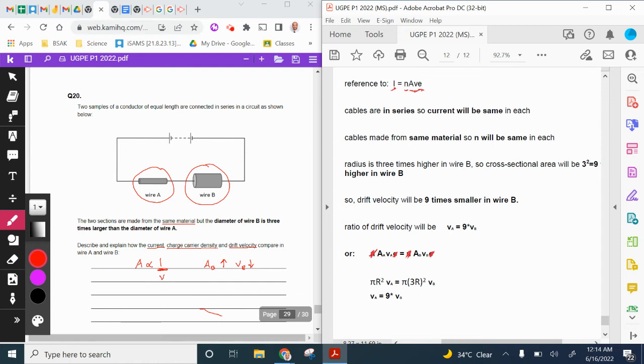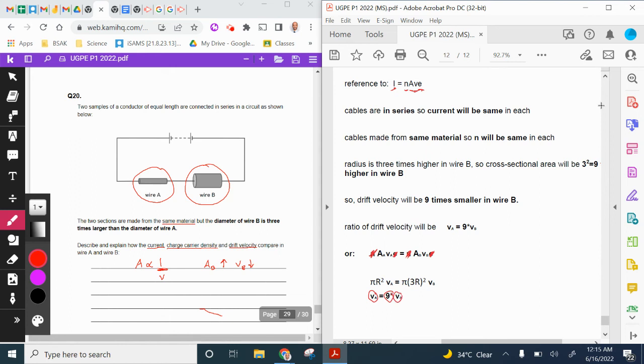Now this is a cylindrical shape, so it's pi r squared in terms of cross-sectional area. So if the radius of A is r, we know that the diameter of B is 3 times larger. That means the radius is also 3 times larger. So if the radius of A is r, then the radius of B is 3 times that, 3 lots of r. And that's inside of the square because it's pi and whatever the radius is, which is 3r all squared. And what we see is that the r squareds cancel and then you're left with 3 squared, and that's the drift velocity in A is 9 times bigger than the drift velocity of B.